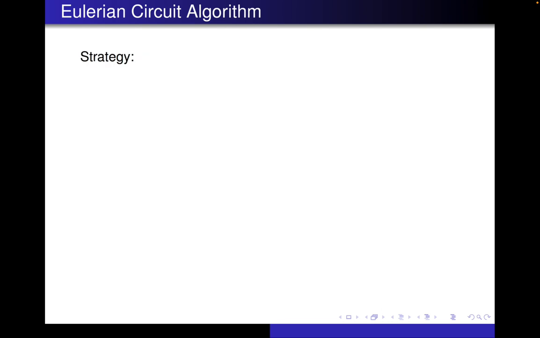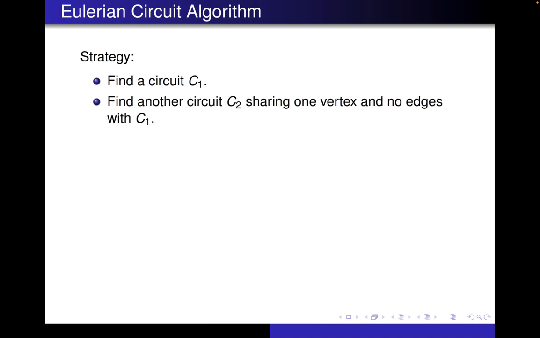So here's the strategy that we're going to use with our algorithm. First of all, we don't even know anything about this graph except that every vertex has even degree. So instead of being completely ambitious and trying to find an Eulerian circuit right off the bat, we're just going to find any circuit that we can. So we'll find a circuit, we'll call it C1. Then we're going to put a pin in that and then come back and try to create another circuit, C2, that just shares one vertex with C1, but no edges.